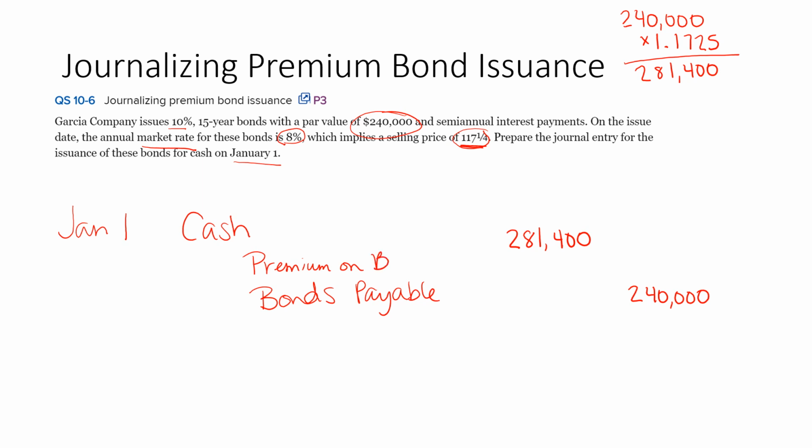And I'm going to abbreviate bonds payable. So to figure out the amount that we credit premium on bonds payable, it's going to be the difference between the cash received and the face value that will be repaid at maturity. And so for this instance, that amount is $41,400.